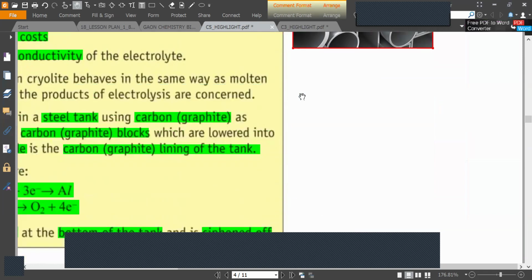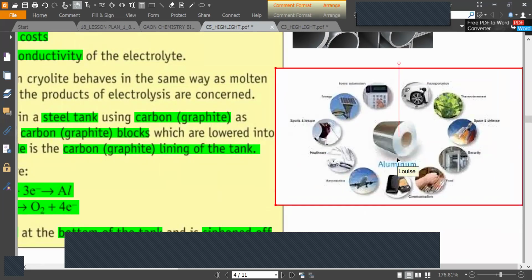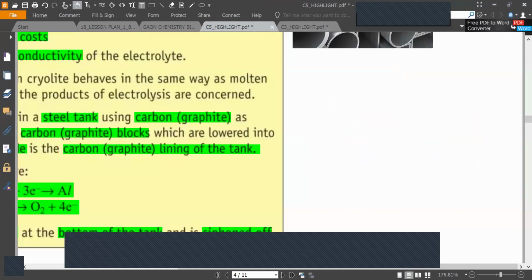Yeah, we can take a look. So aluminium is actually very, very useful. Sorry, this is not clear. Let me just find another one.